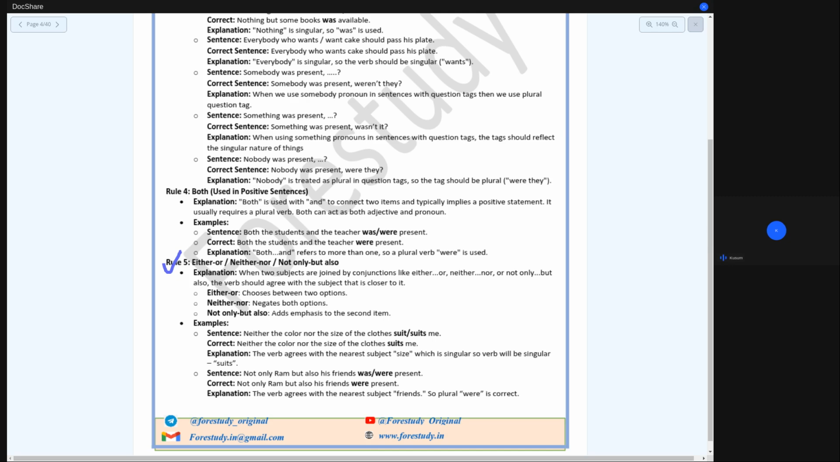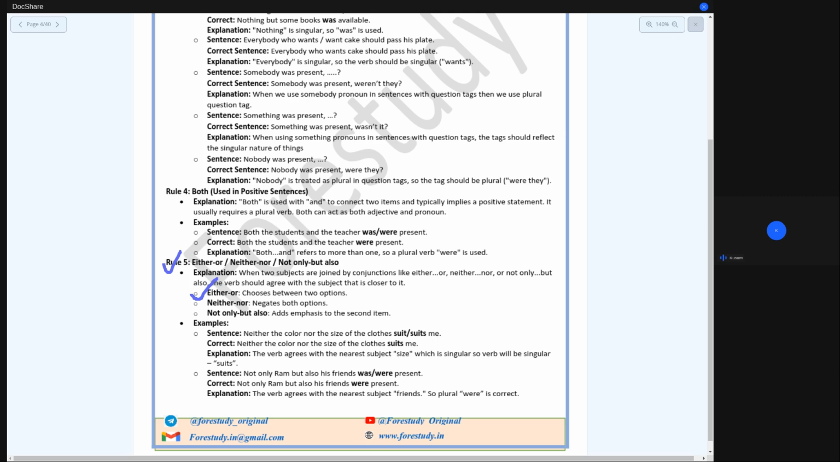So let's talk about either or. Okay. So either or is used to present a choice between two options. Example, you can have either tea or coffee. So we are giving two options. Neither nor is used to negate both options. It means not the first one and not the second one. Example, neither the book nor the movie was interesting.